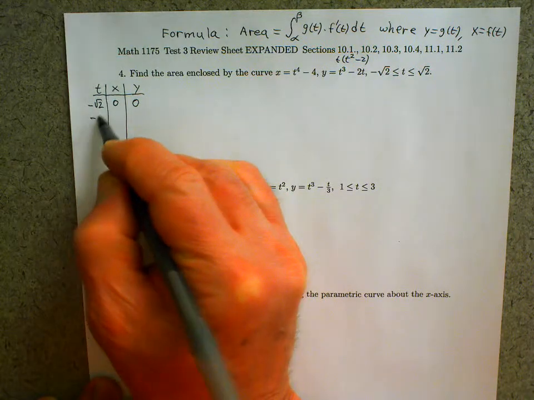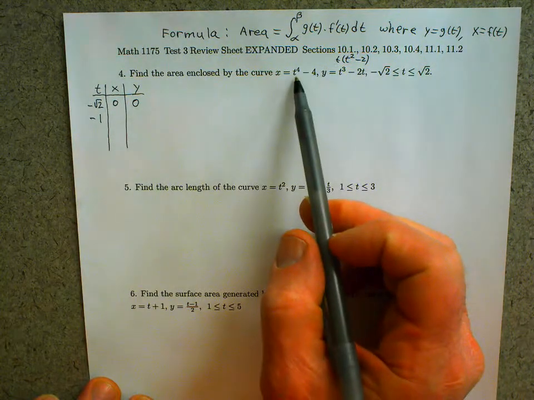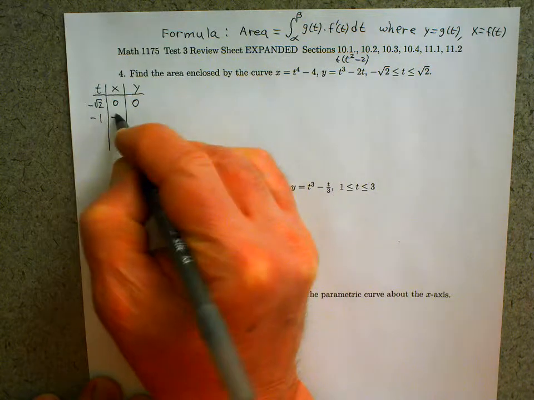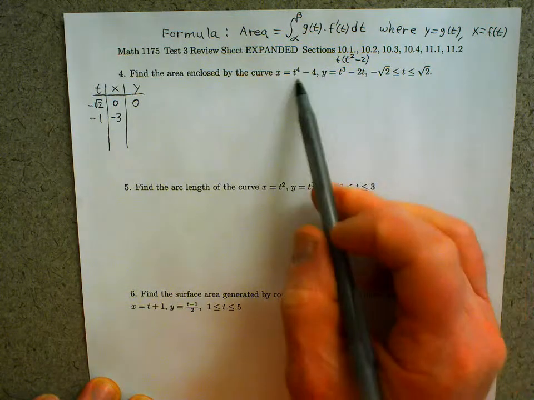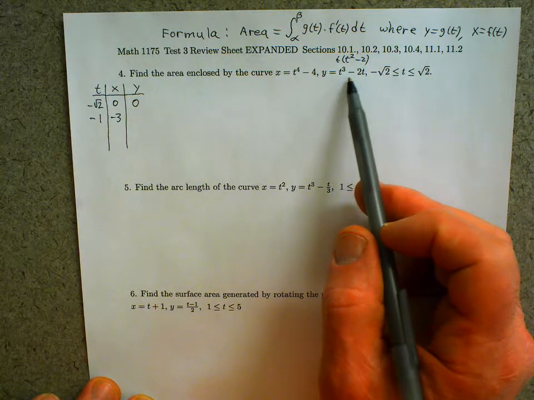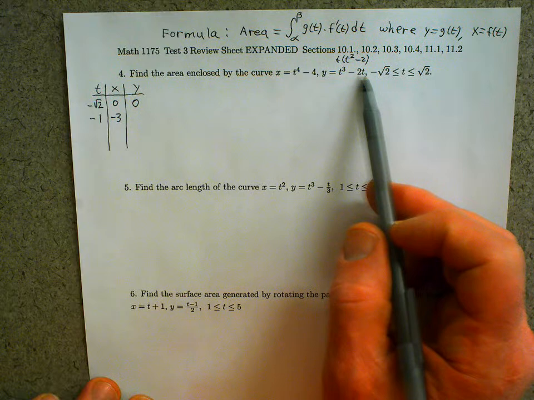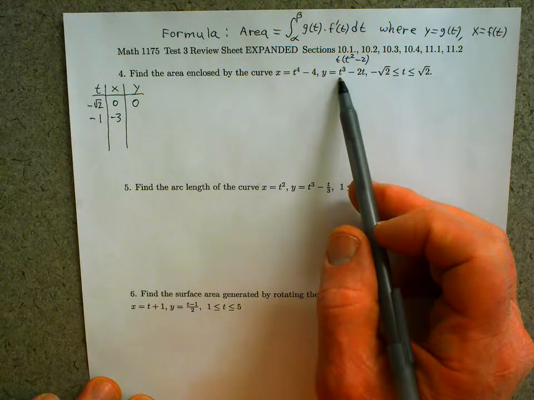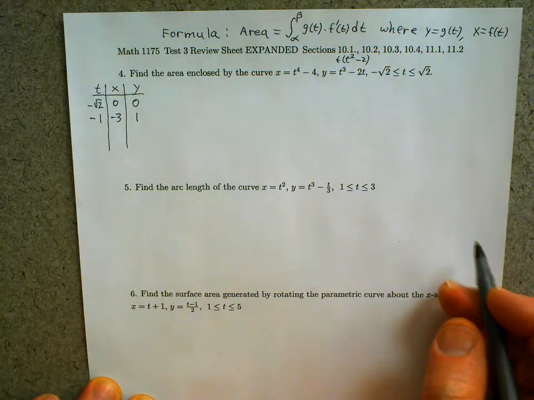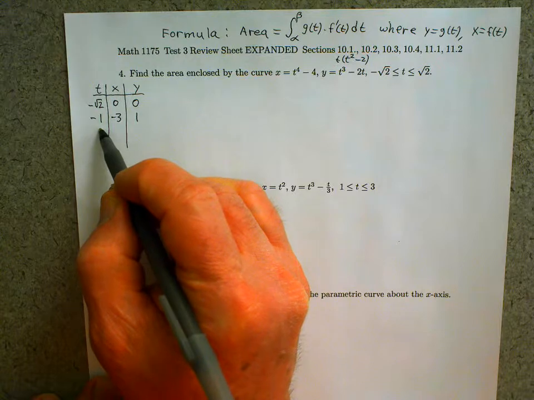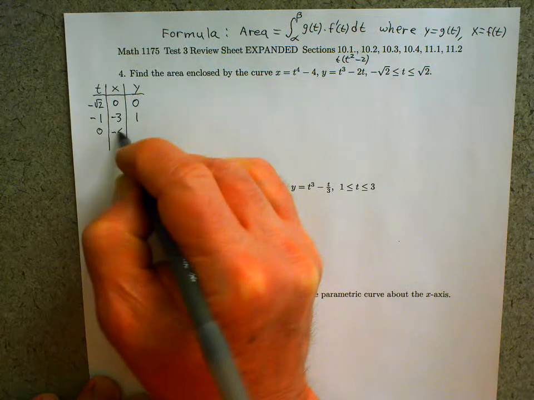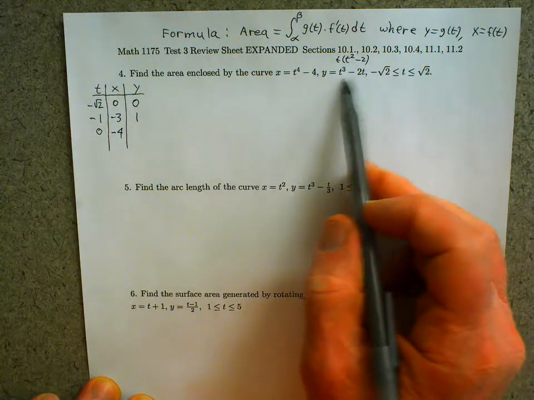When t is negative 1, the x-coordinate, negative 1 to the 4th minus 4, is negative 3. The y-coordinate, negative 1 to the 3rd is negative 1, minus 2 times negative 1. So we get negative 1 plus 2, or 1. When t is 0, the x-coordinate is negative 4, and the y-coordinate is 0.